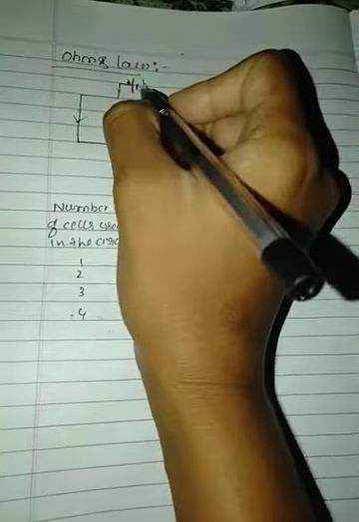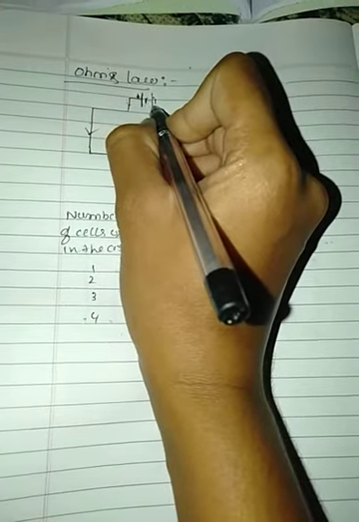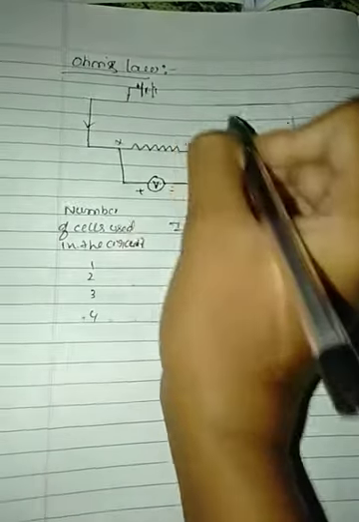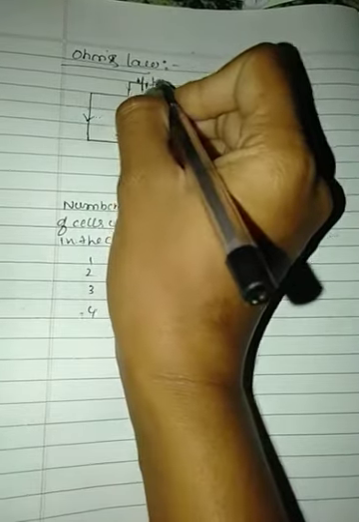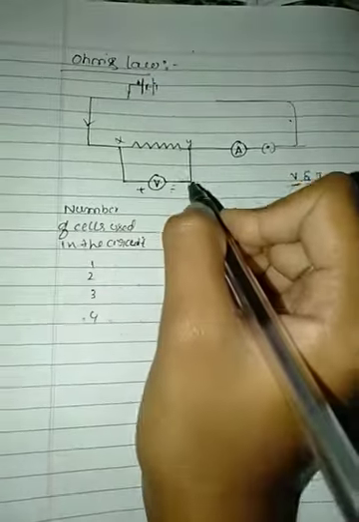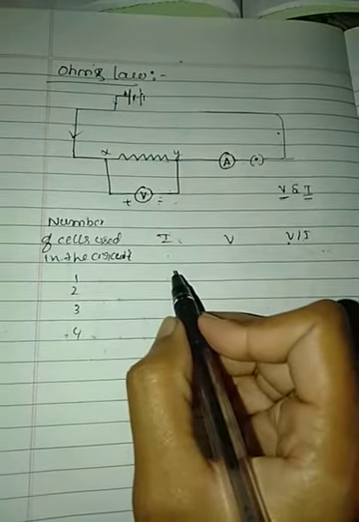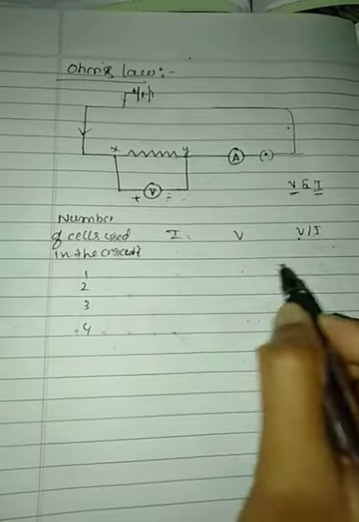Next we use two cells. Two cells are the source of the circuit. When you switch it on, these two cells provide the charges, and the charges flow through the circuit. At the same time, note down the current and the voltage and find out V by I.